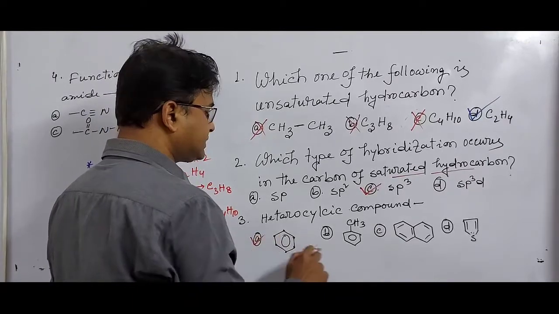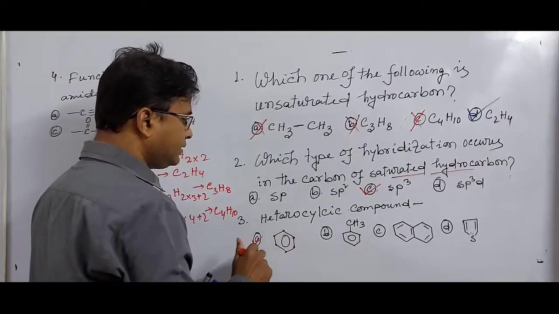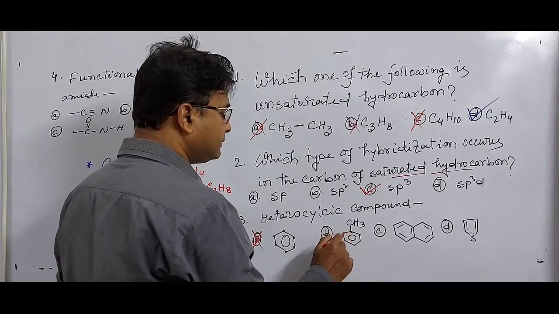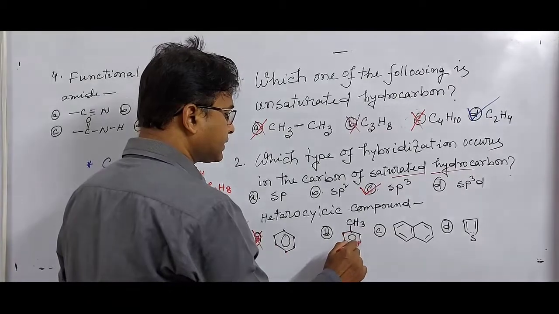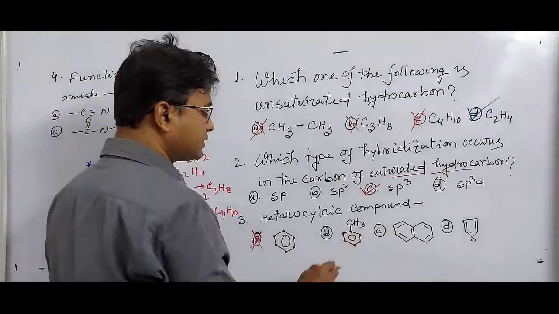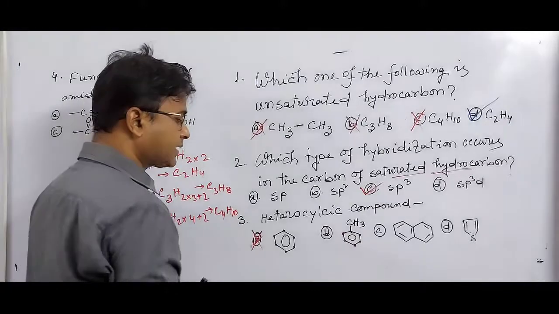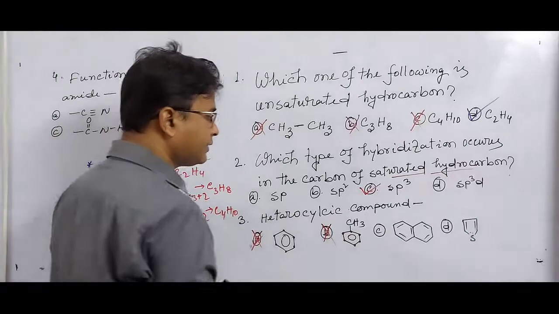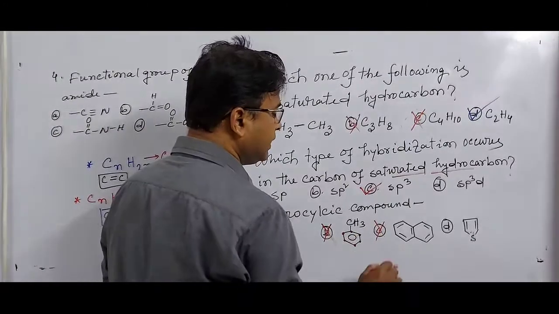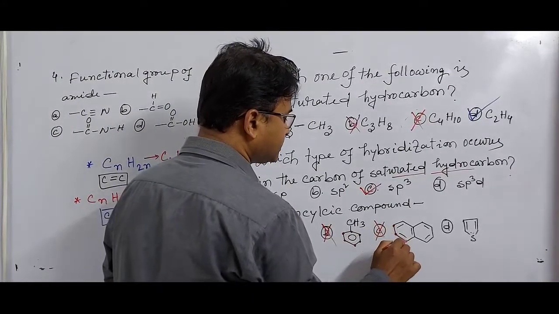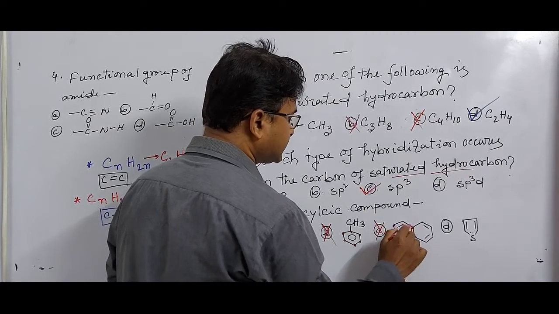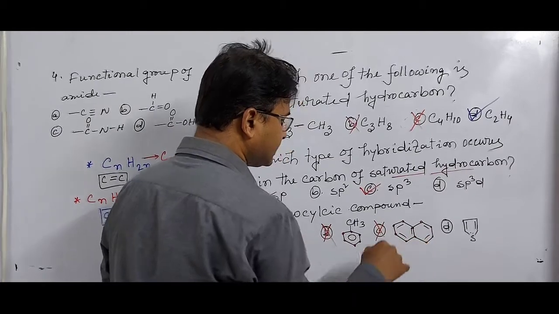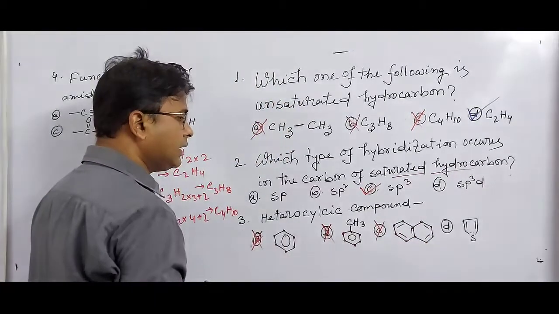And as well as toluene, this is also a carbocyclic aromatic compound because each hexagonal corner contains carbon, so it will not be a heterocyclic compound. As well as naphthalene is a carbocyclic compound because each corner of the hexagonal shape contains a carbon atom. That is why this is also a carbocyclic compound.